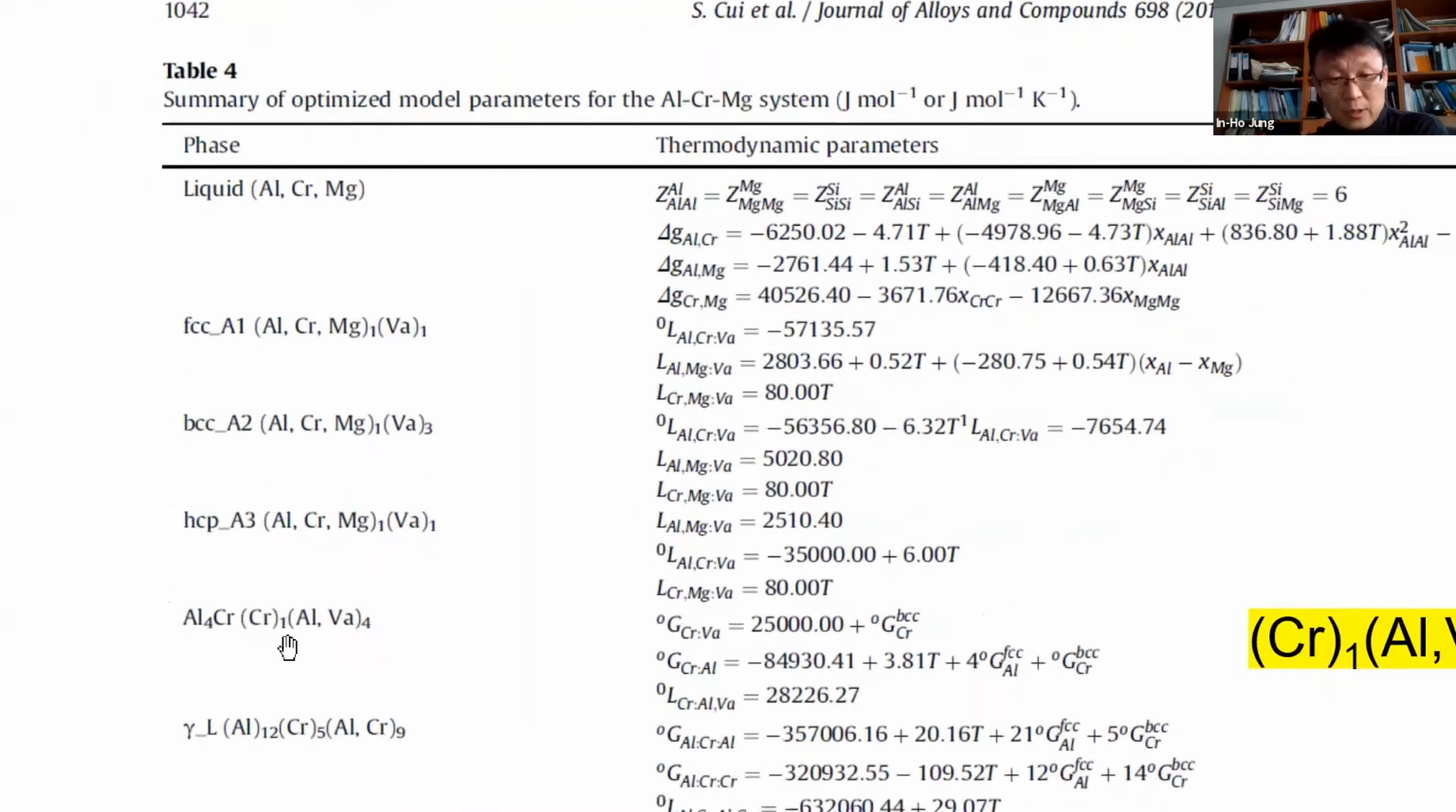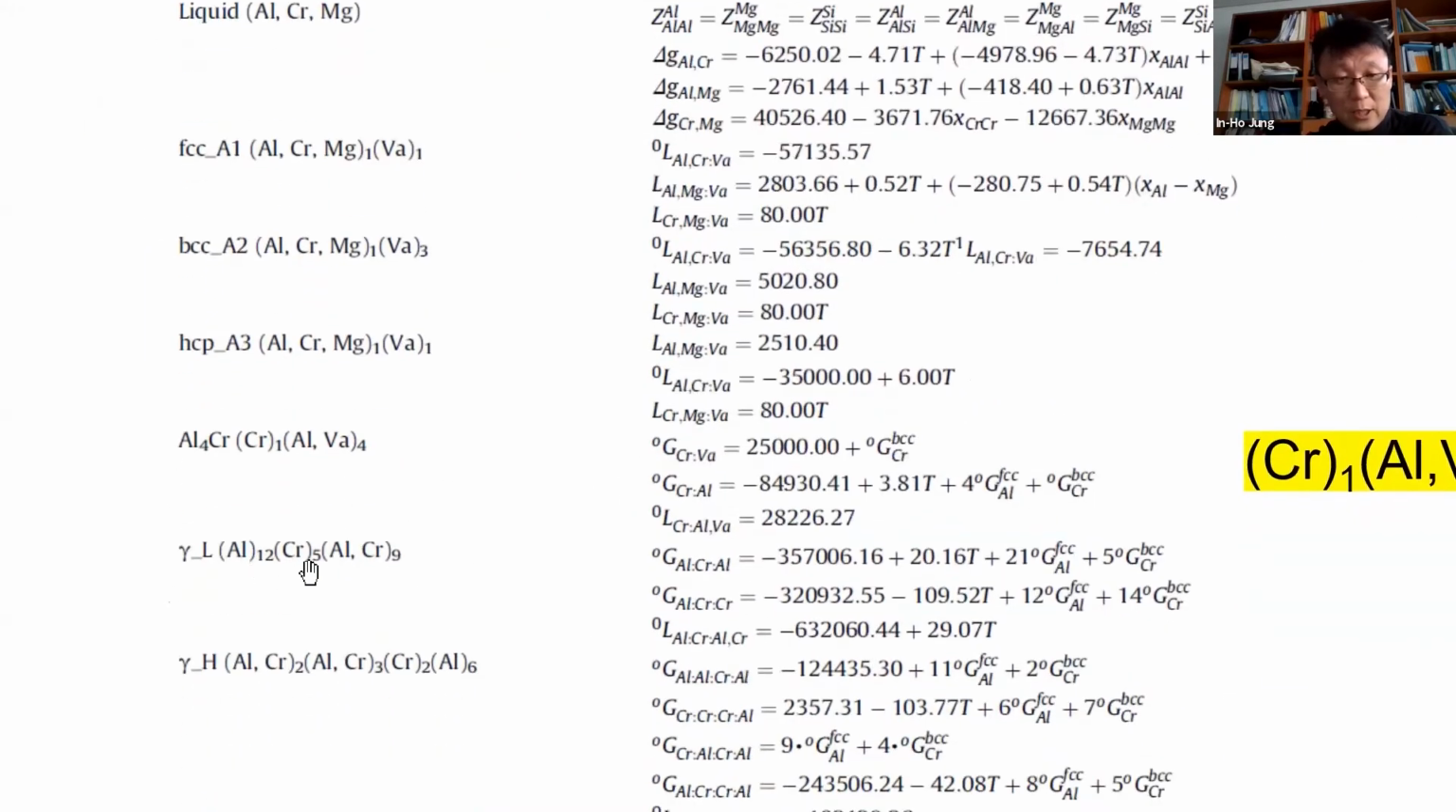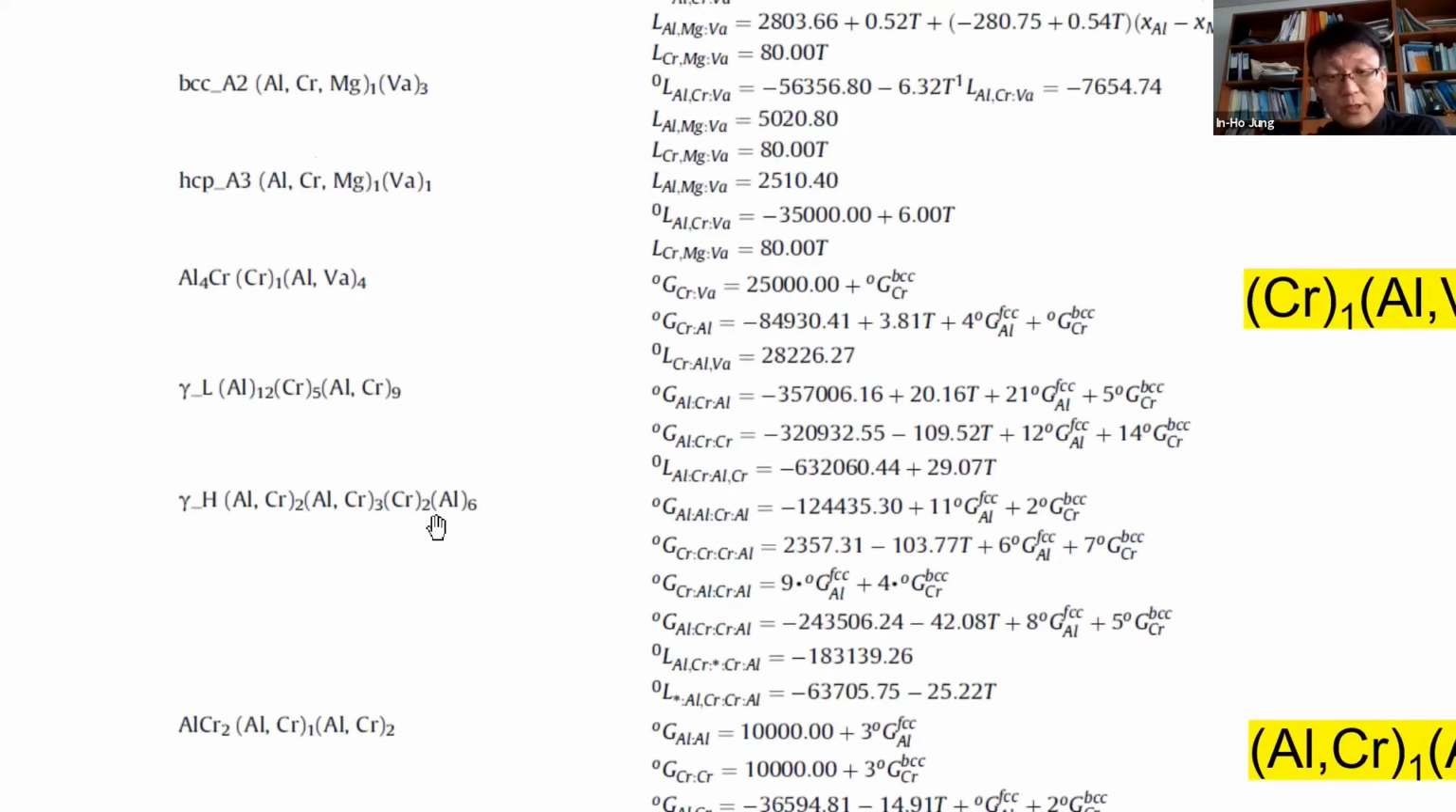Similar thing, and similar even for this one. And then this one, the gamma L, the low temperature gamma phase. This is the name of your phase, and this is your sublattice. So aluminum 12, chromium 5, aluminum, chromium 9. So these have three sublattices. However, in reality, this is a one sublattice model. Is that okay? Because this is only mixing. This one is now a real two sublattice model. So you have the two sublattices mixing by two different elements, and then the third one and the fourth one are one element, so it doesn't matter.